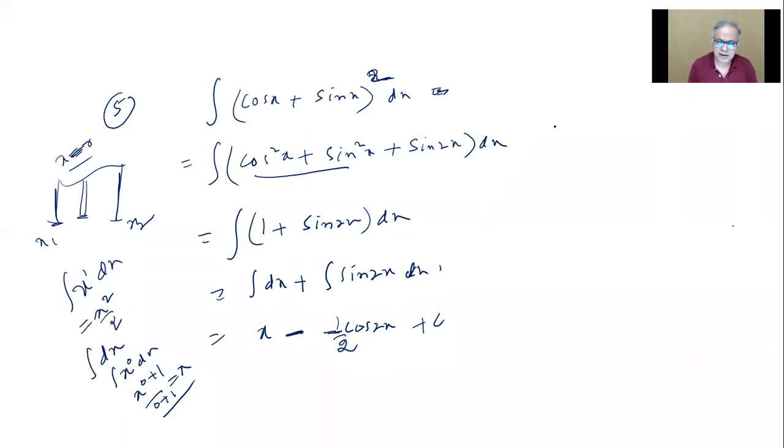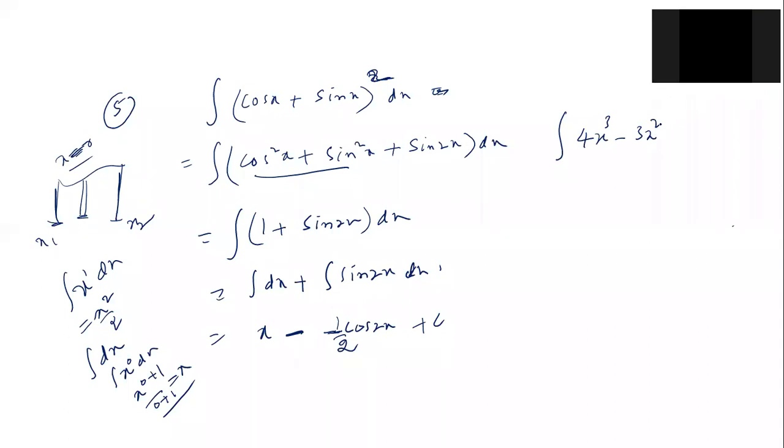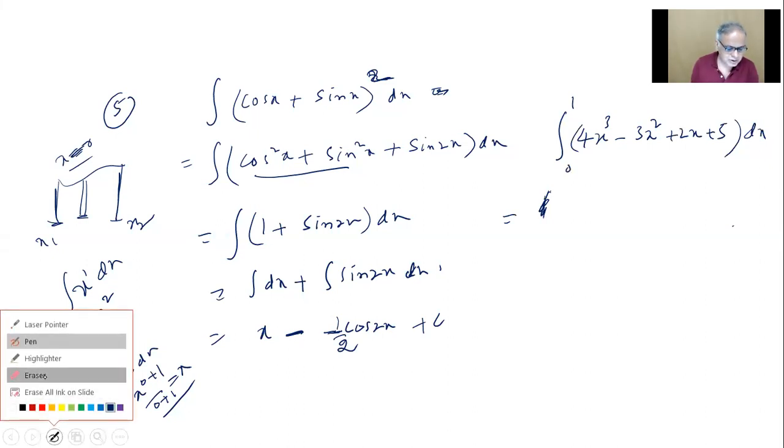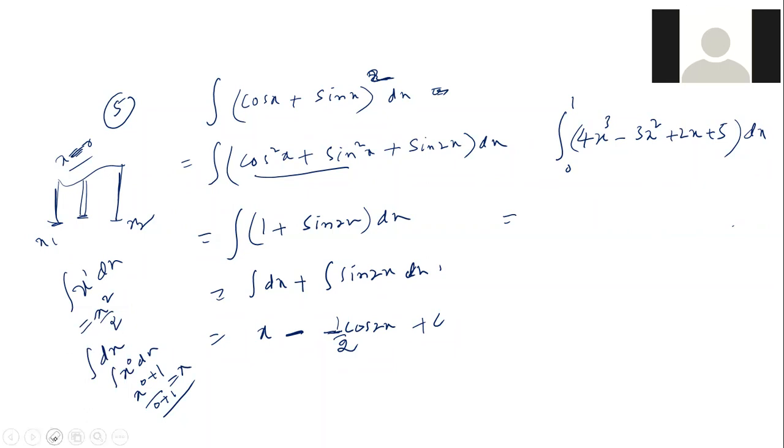Now, let me see. Integral of 4x cubed minus 3x square plus 2x plus 5 dx, from 0 to 1. Now this is a definite integral. We need to substitute the limits. So what should I do first? Can we write it in a short way without writing too many steps? Yes, we'll try.